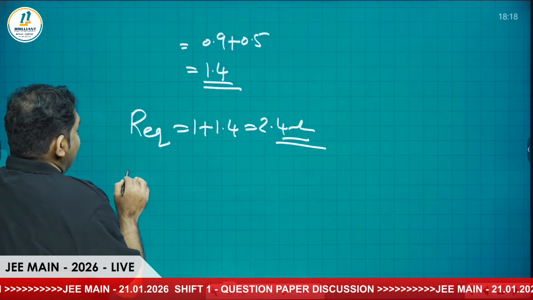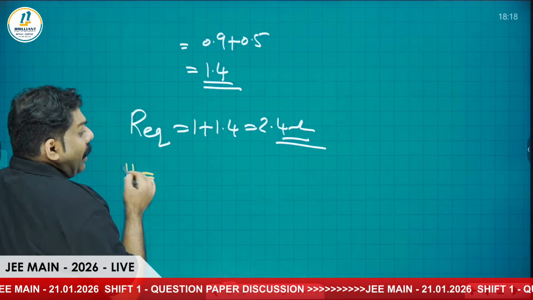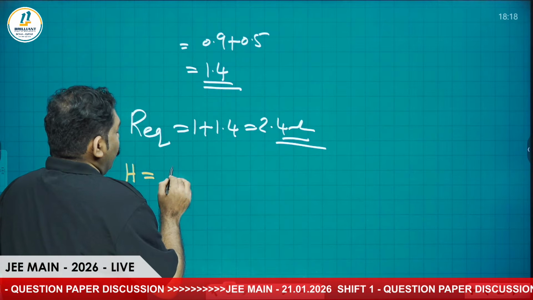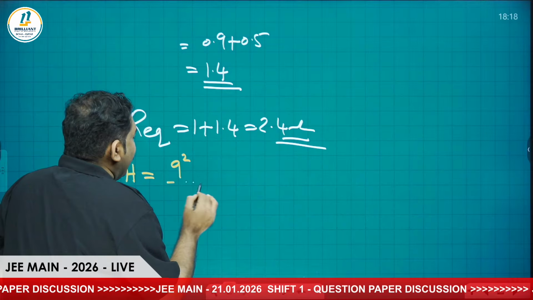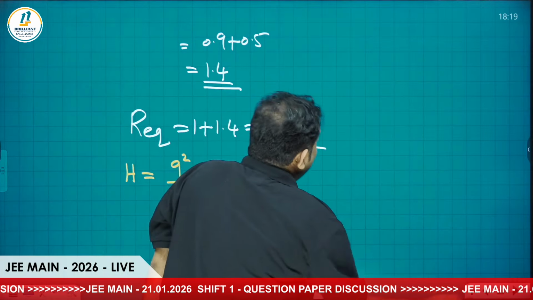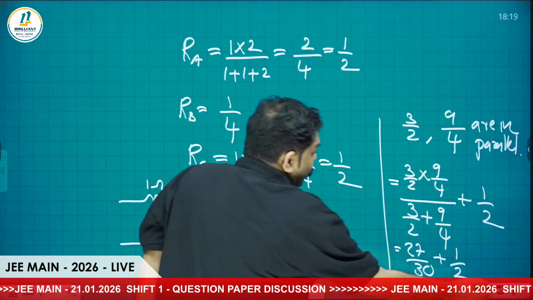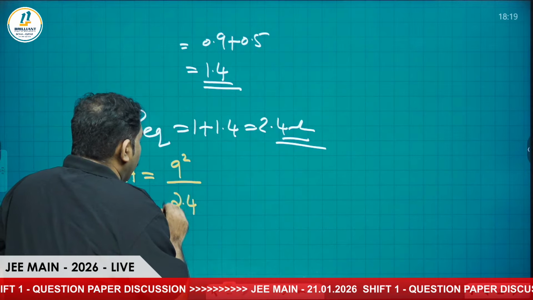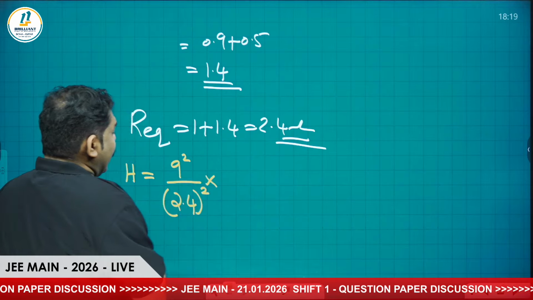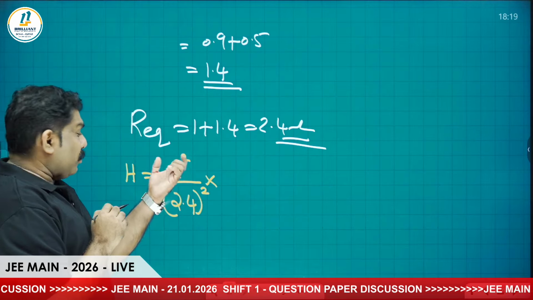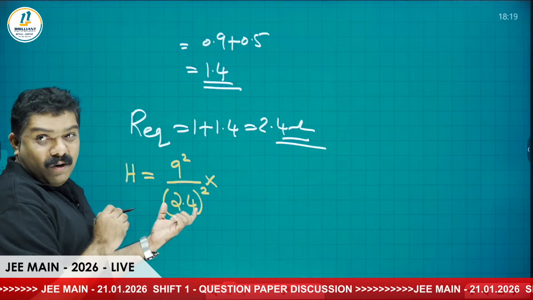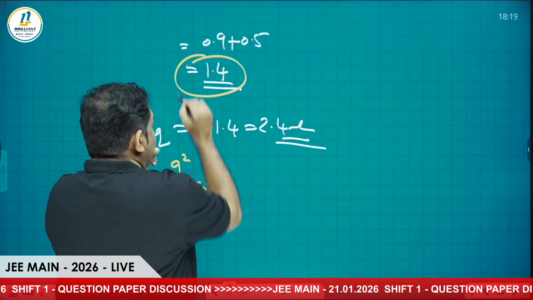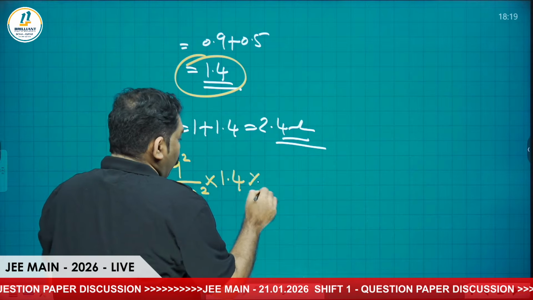So heat produced is equal to I squared, where I means V by R. The voltage is 9. The total resistance is 2.4, so we can say 2.4 squared. This is equal to I squared: the total voltage divided by total resistance, into the resistance of that network. That is how much? 1.4.